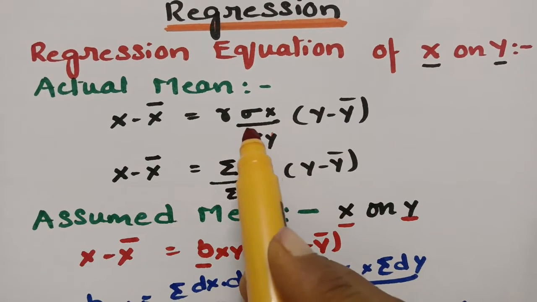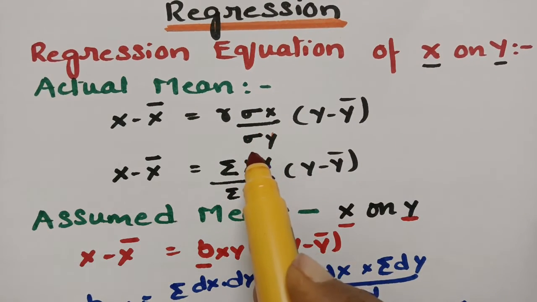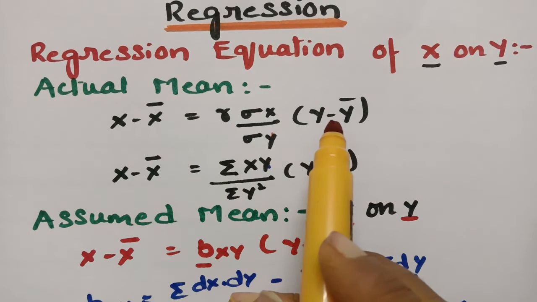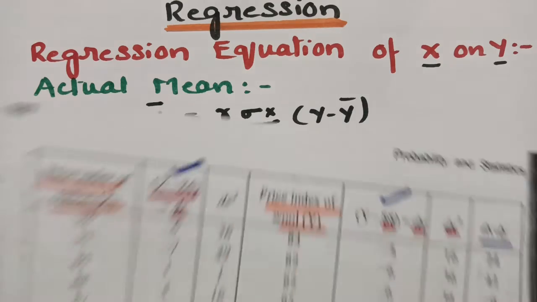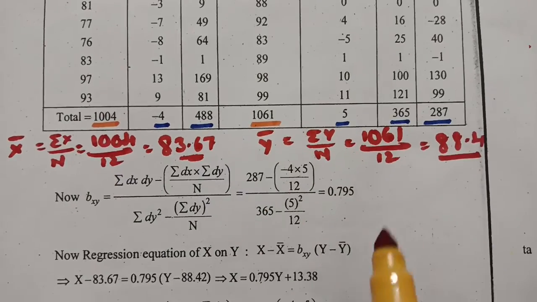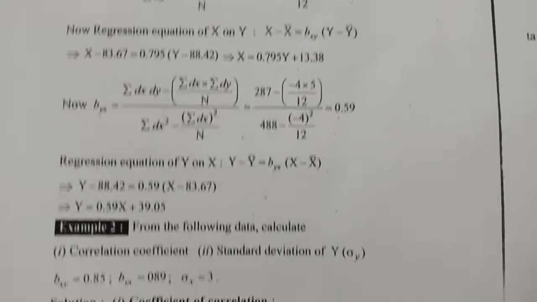These are the important formulae. In between, this is called the coefficient of correlation, and these are the arithmetic means, x bar and y bar. So these are the equations. Now we are going to solve a few problems from the textbook, as we have already solved these problems in my earlier videos.